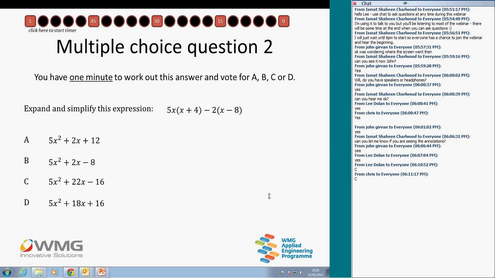Okay, question: 5x open brackets x plus 4, minus 2 open brackets x minus 8. Remember what I said about negative numbers. Okay, go and choose A, B, C, or D.